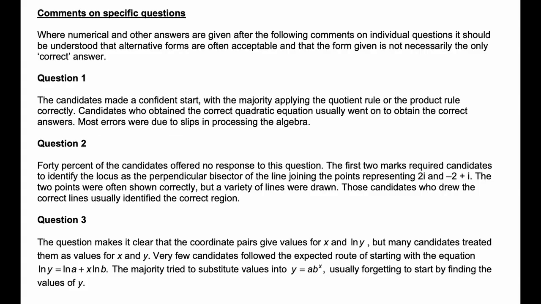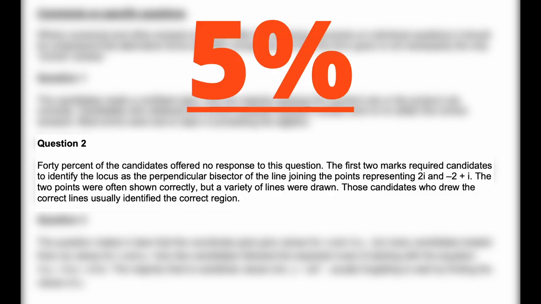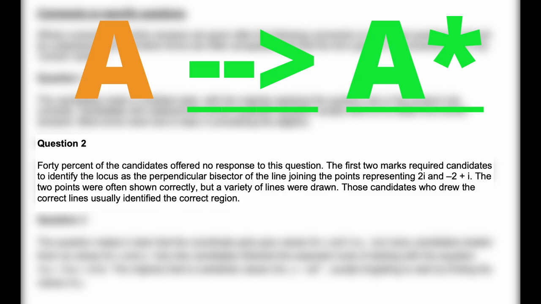The question we're going to be going through now is crucial because according to the examiner's report in 2023, a high proportion of students didn't even attempt it. And these questions are worth 5% of the paper, which may seem small, but that's the difference between an A and an A star, which is the difference between going to a Russell Group university and not going to one.